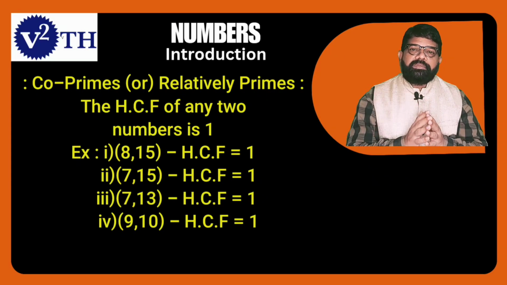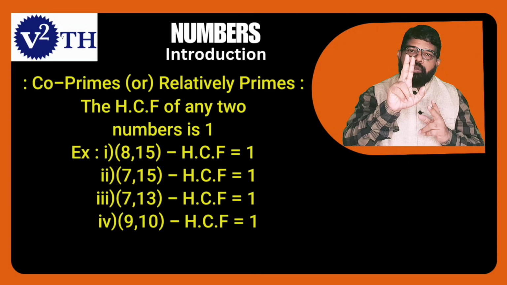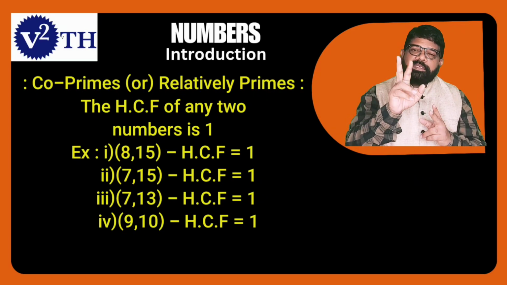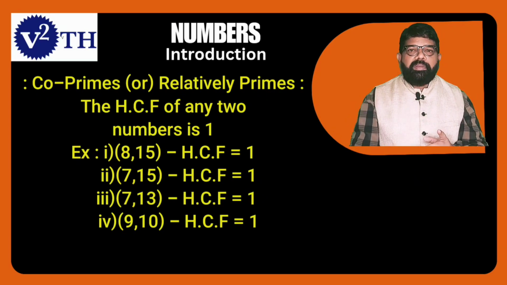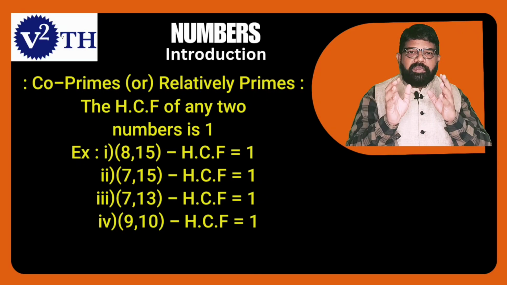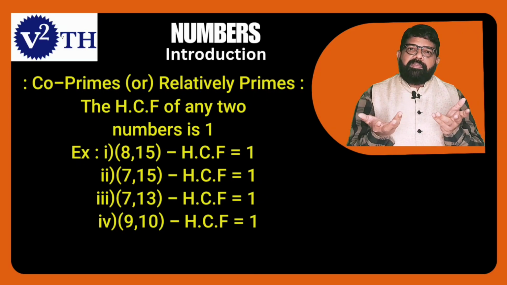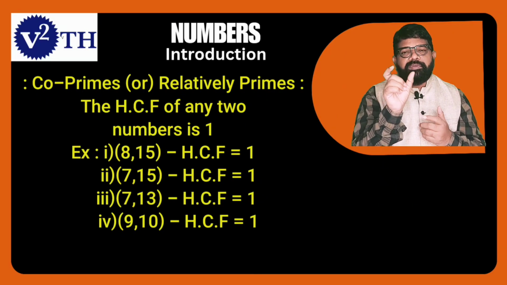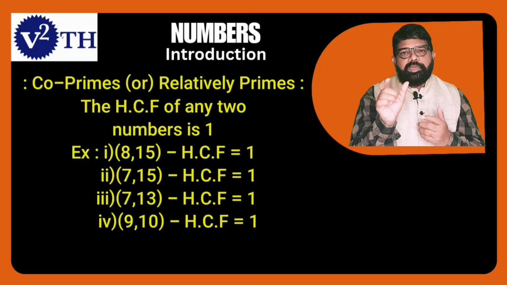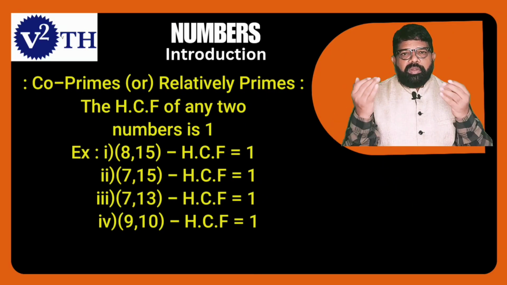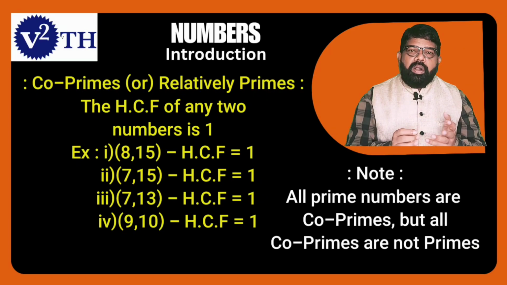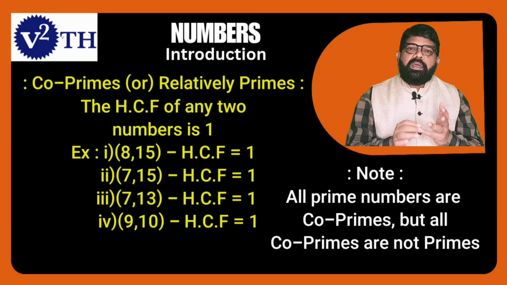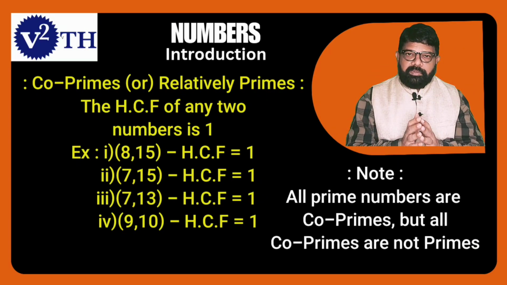Take any two prime numbers. 7, 13. All prime numbers have only two factors, 1 and itself. The highest common factor is also 1 for all prime numbers. So here 7, 13. 7 is a prime number, 13 is a prime number. That pair is also called co-prime. What is the HCF of 7, 13? Both the values are divisible by only 1. So what we say here, important note, all prime numbers are co-primes.